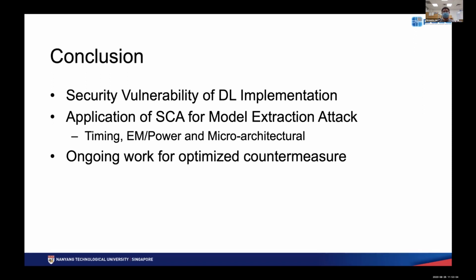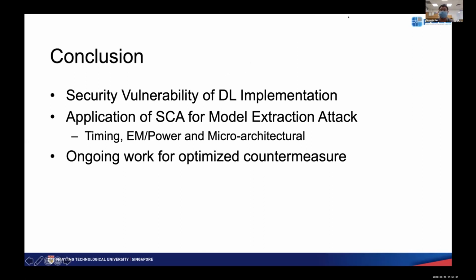So before we continue with the fault attack, are there any questions so far? So there are three questions which I can see. The first one is, do you assume that you know the DNN topology, and if you don't know, how practical is the weight discovery?